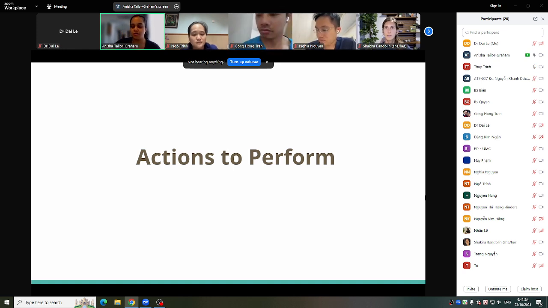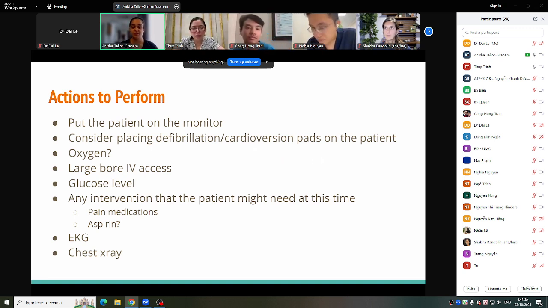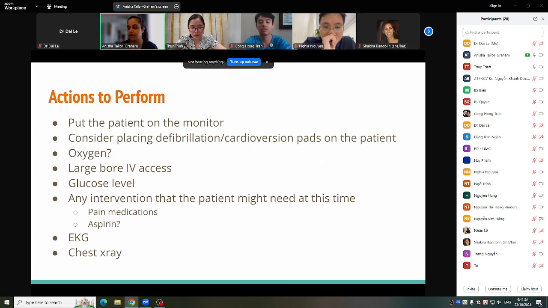Great. So some actions to perform when the patient comes in is, one, putting the patient on the monitor. Depending on what the patient looks like, if you're thinking they're sick, and in this case I probably would, because they're having that crushing substernal chest pain, putting the patient on the defibrillation cardioversion pads. And then assessing if the patient needs oxygen. In this case, their oxygen level was still within normal limits, so we could probably hold off on this for now. And then getting large bore IV access, so making sure you have an IV so that they can get any medications that they might need.